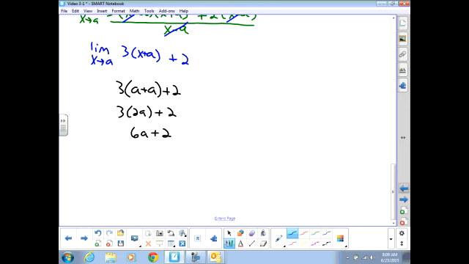Again, what this means is it's an expression that allows us to identify the slope of our tangent line at any given x value. So a is representing one specific x value. So therefore, if we want the slope at 2, we could put in 2 for a. 6 times 2 is 12, plus 2 is 14.